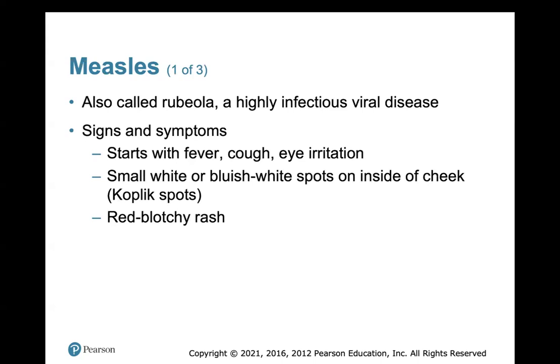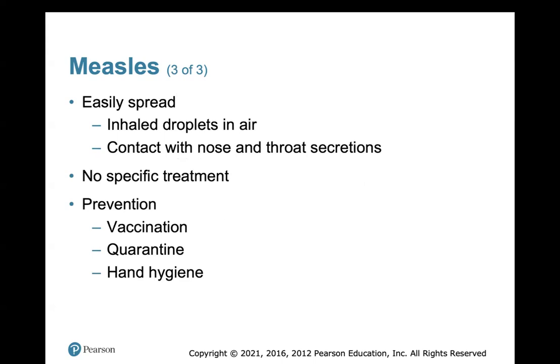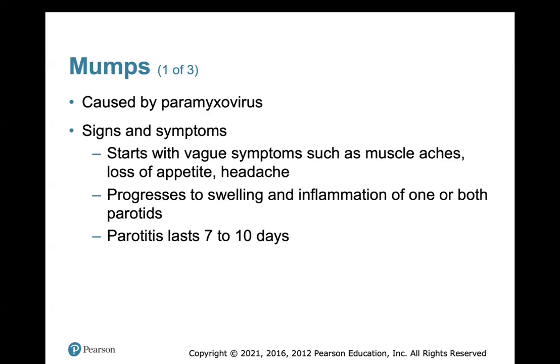Measles, also called rubella, is a highly infectious viral disease you may come in contact with. It starts with a fever, cough, and eye irritation. Then you'll have small white or bluish-white spots on the inside of the cheek and a red blotchy rash. It spreads easily through inhaled droplets in the air. There's no specific treatment. The only way to prevent it is vaccination, quarantine, and proper hygiene. It's not a very common disease anymore.